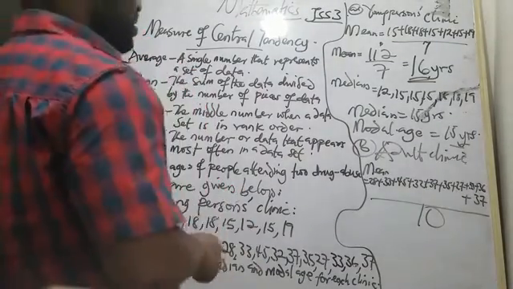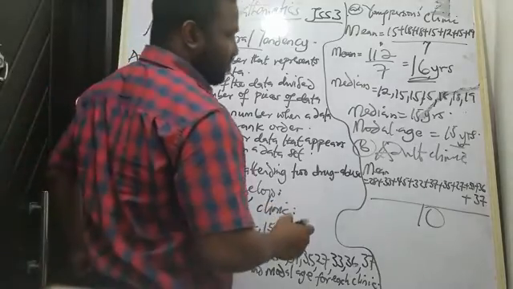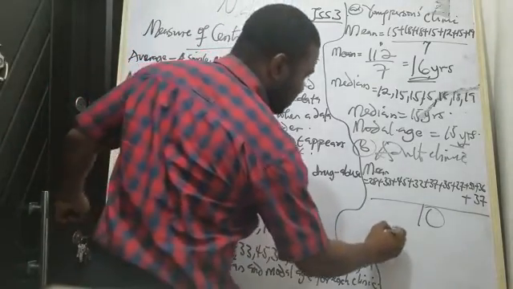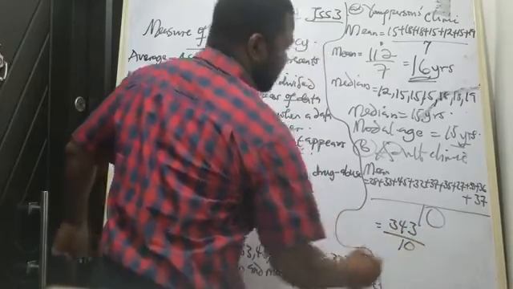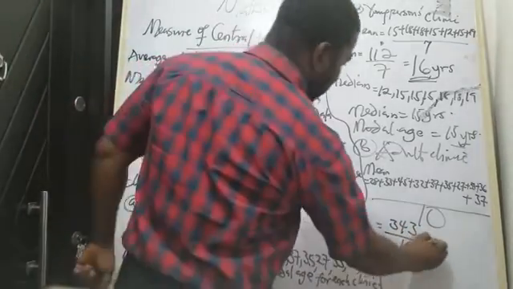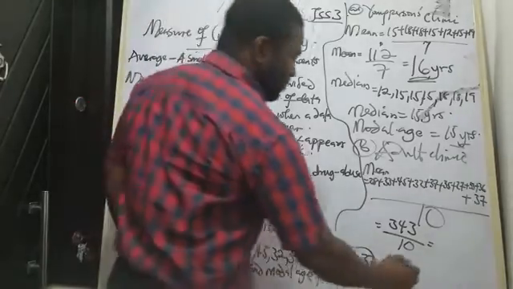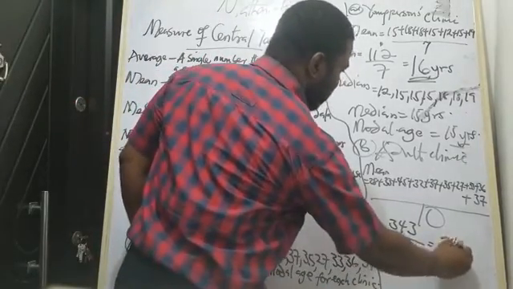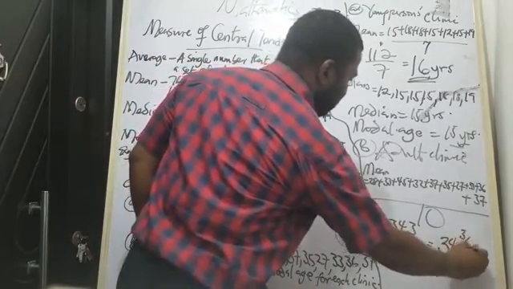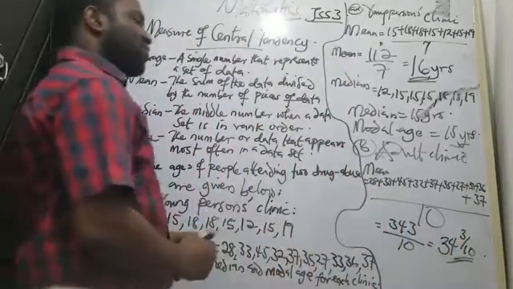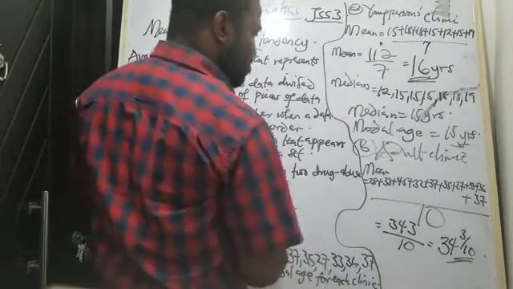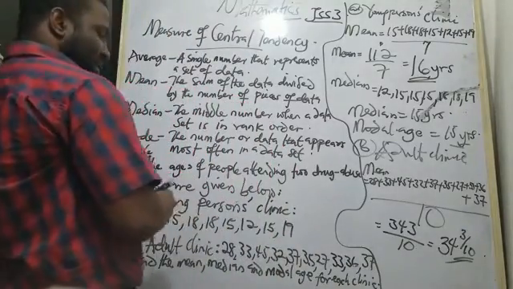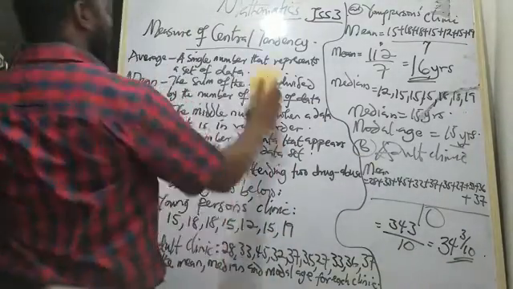Adding this together, we have 343 divided by 10. So this will give you what? 34.3. Hence your final answer. This is the mean. Don't forget this. We are getting median and mode as well.